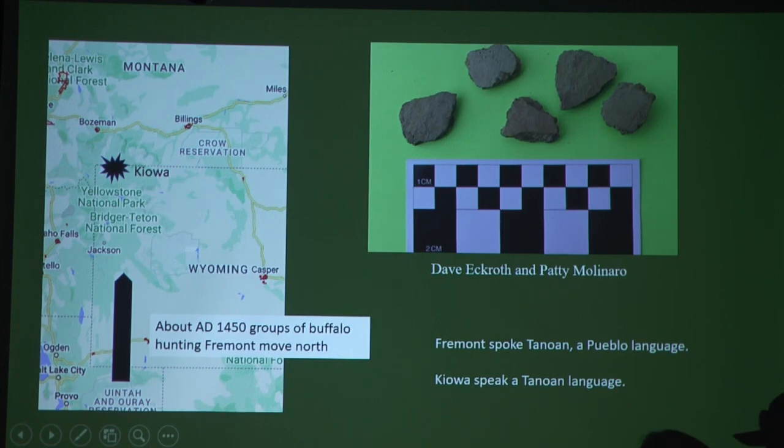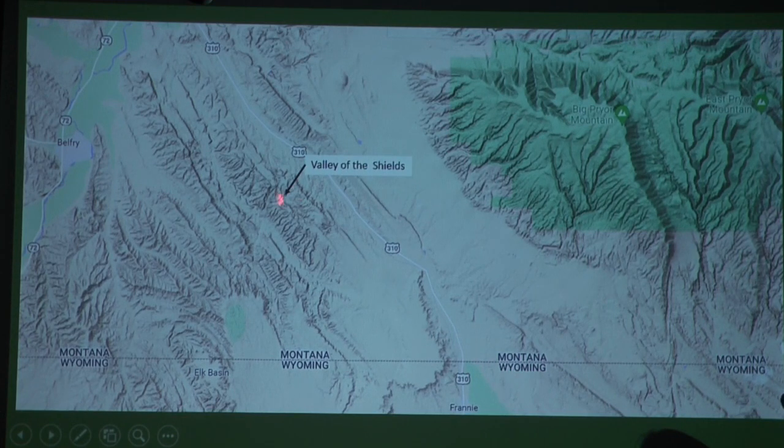That would be a big step forward in our saying that this stuff at Valley of the Shields was made by the Kiowa or the Fremont Kiowa. That combination when they were switching from becoming the Fremont to becoming the Kiowa. Do you follow me? So good. Okay.